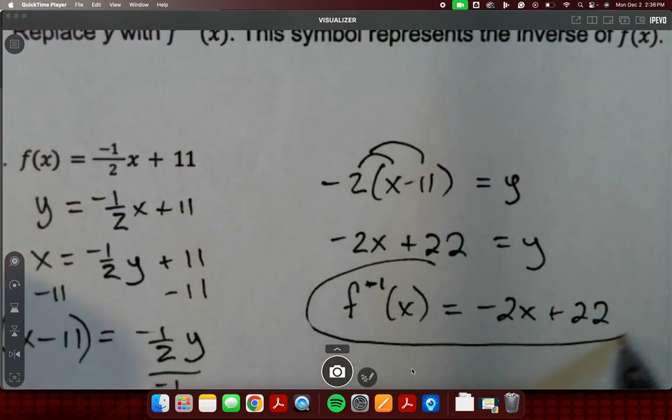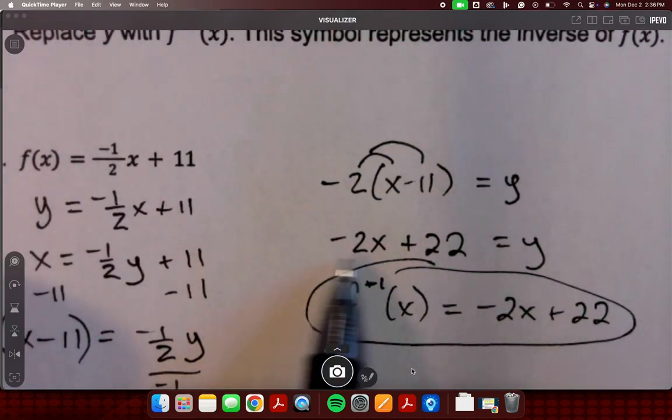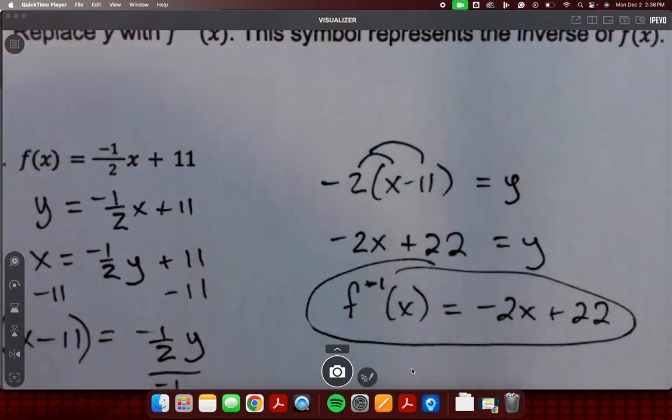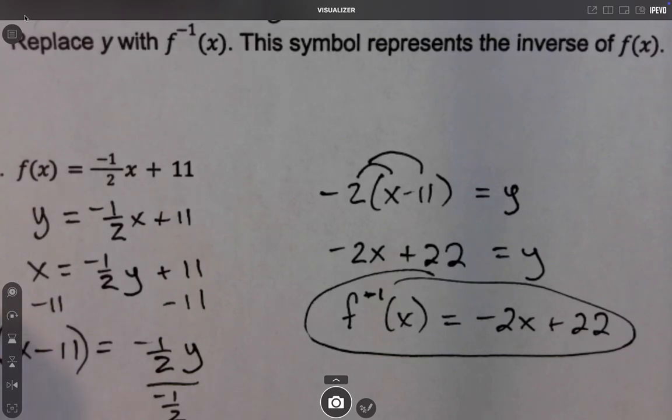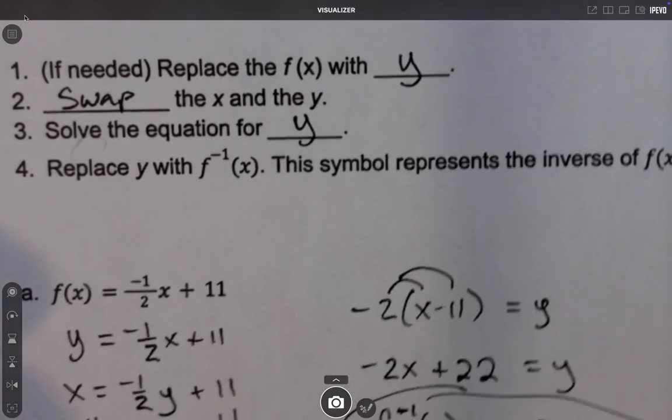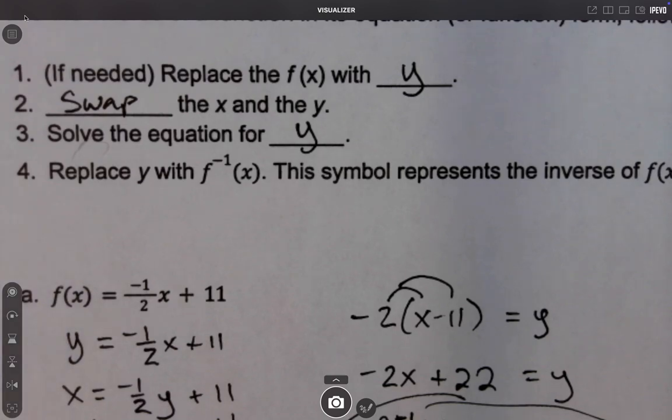And you don't have to write it on the left side like I did. If you wrote -2x plus 22 equals f to the -1 of x, that's completely fine. So remember these steps. We've got a couple more examples on the back. I hope will help you sort it out.